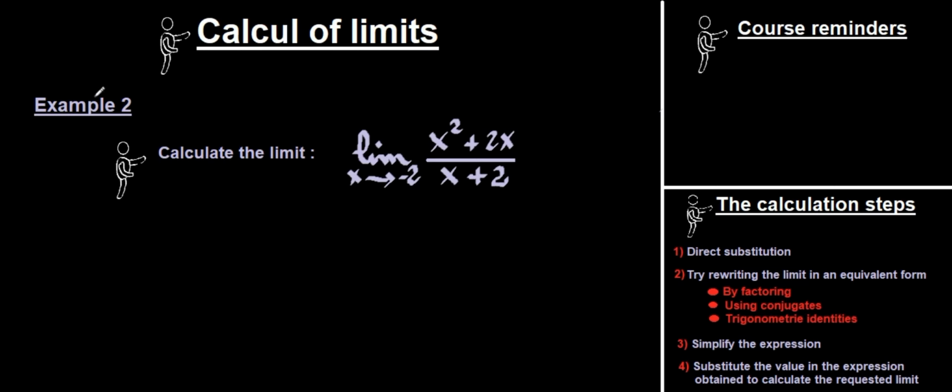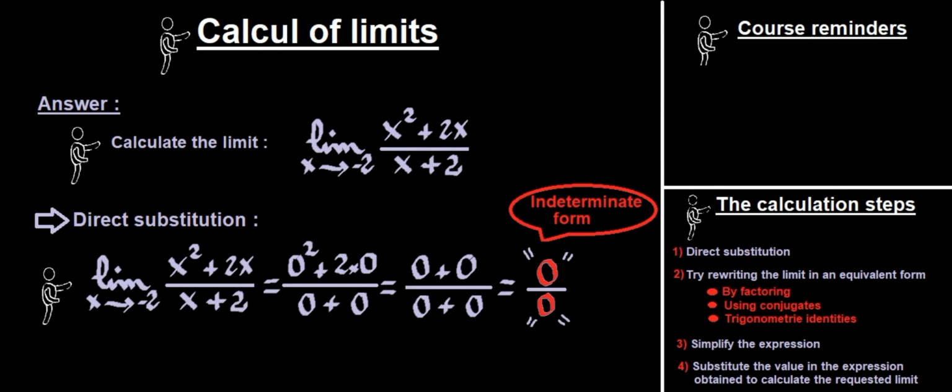Exercise number 2. Calculate the limit as x approaches minus 2 of the expression x squared plus 2x divided by x plus 2. Let's apply the calculation steps. Step number 1. Make direct substitution. When we substitute the value x equals minus 2 in the expression x squared plus 2x divided by x plus 2, we get 0 divided by 0, which is an indeterminate form.